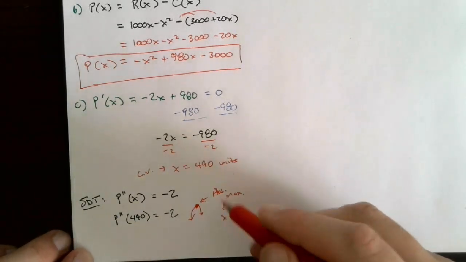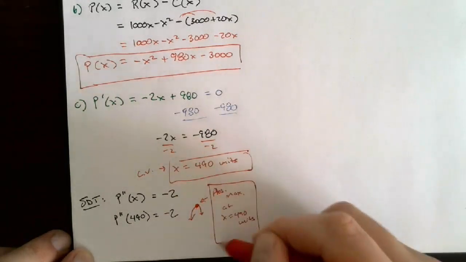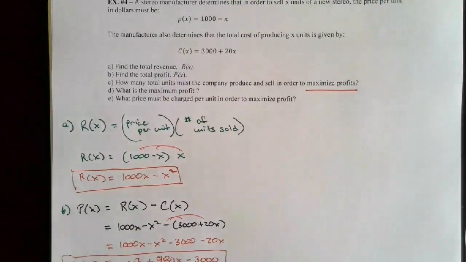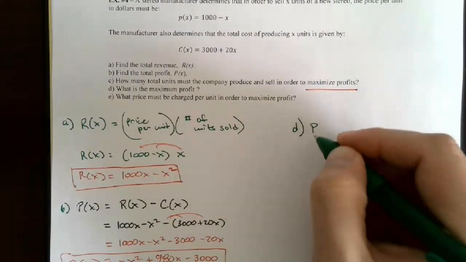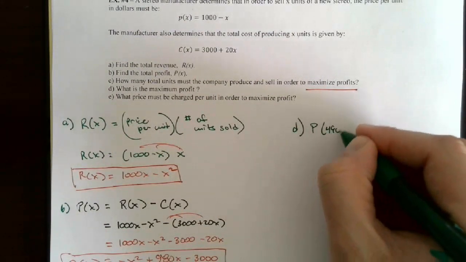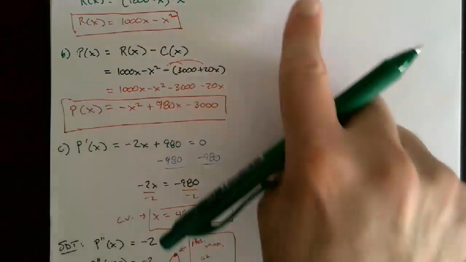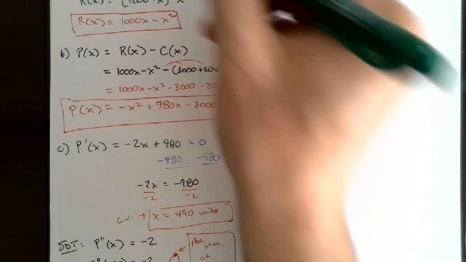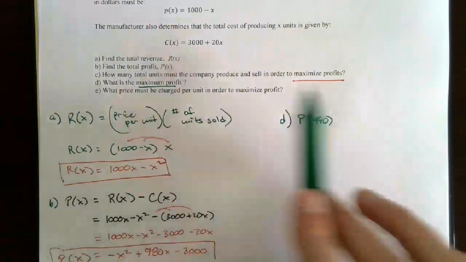How many units did you have to produce? 490 is the answer. The last part says D, what is the maximum profit? Well, you found the 490 units you needed to produce. So for part D, all you're doing is saying we want P of 490. Make sure you're using capital P, the profit function, to find the maximum profit. It's not the lowercase p of x, which is the price, remember. That was a different function.